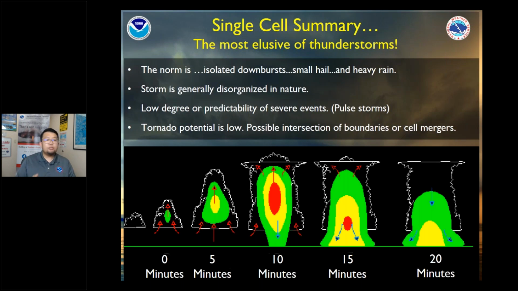We might get some small hail if there's enough of an updraft, enough instability, but the tornado potential is going to be low. It's not going to have enough time to get its act together to really become a severe storm. But it's possible at any time. This is going to occur in the summertime when you get your typical garden variety summertime thunderstorms.